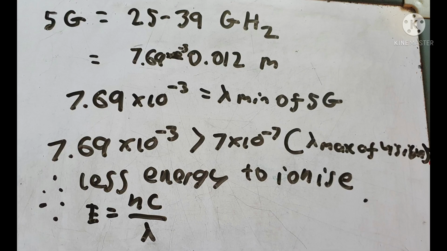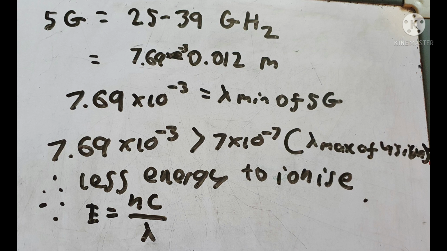Okay, now applying it to 5G. The range of frequency for 5G is from 25 to 39 gigahertz. This seems to be quite a lot, so I'm going to break it down to wavelength using c equals f lambda, to get the minimum wavelength to be 7.69 times 10 to the minus 3, and the maximum to be 1.2 times 10 to the power of minus 2 meters.